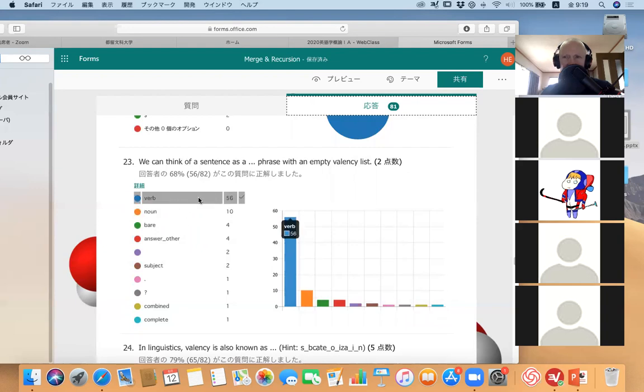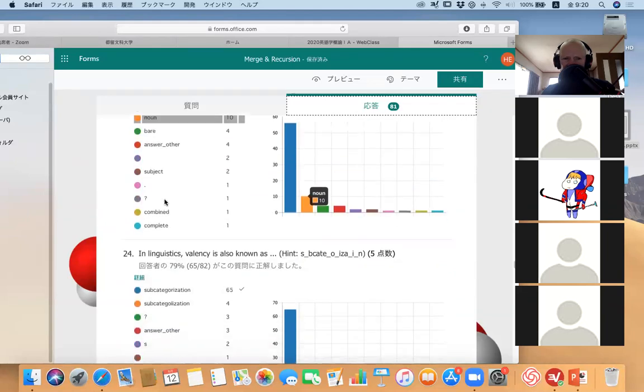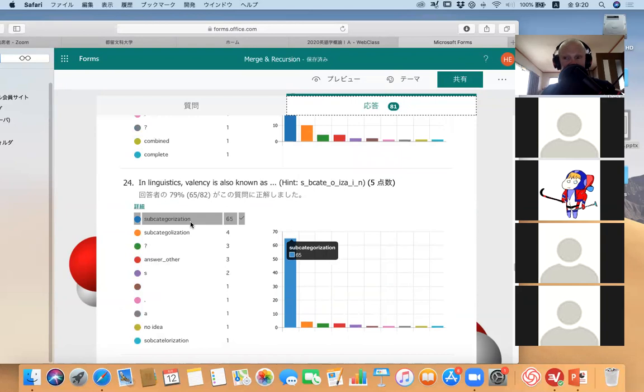We can think of a sentence as a verb phrase with an empty valency list. In other words, it's a verb phrase with a subject, right? A sentence is a verb phrase with a subject. People panic when I say that. I'm not sure exactly why, but that's what it is. I mean, a sentence is really a verb phrase with a subject. It's an empty valency list. So verb phrase is the correct answer. Not a noun phrase, right? A sentence isn't a noun phrase. It's a verb phrase with a subject.